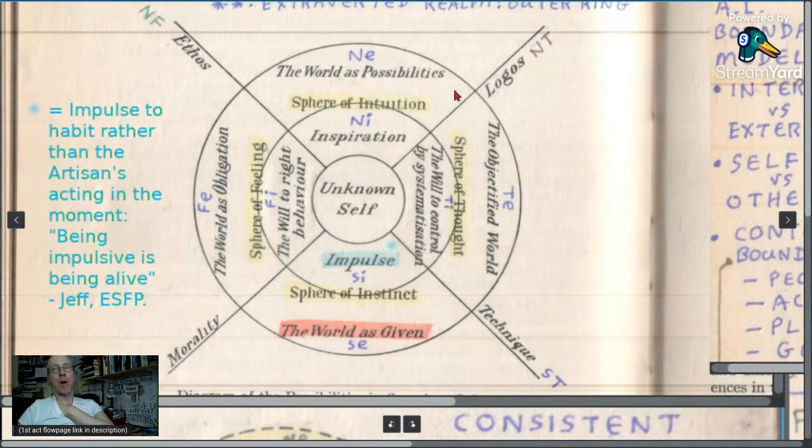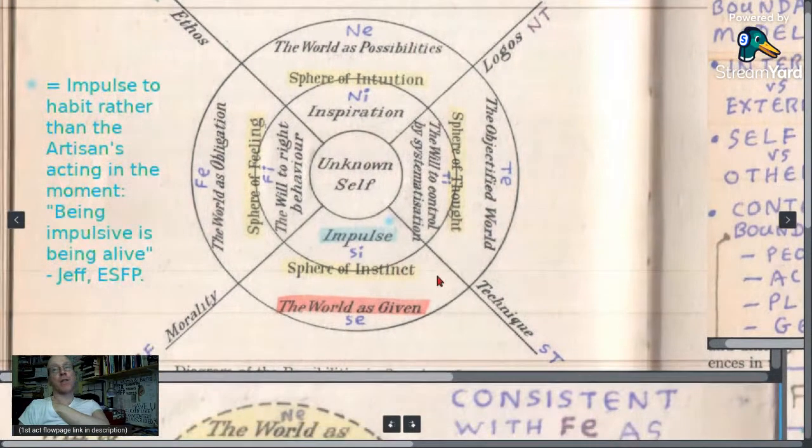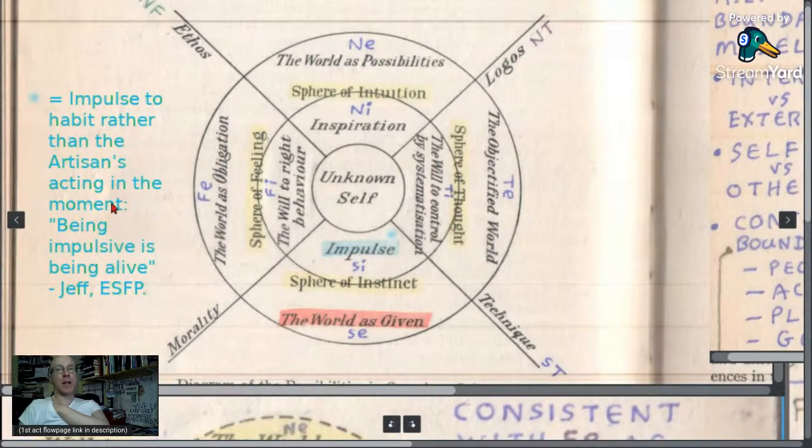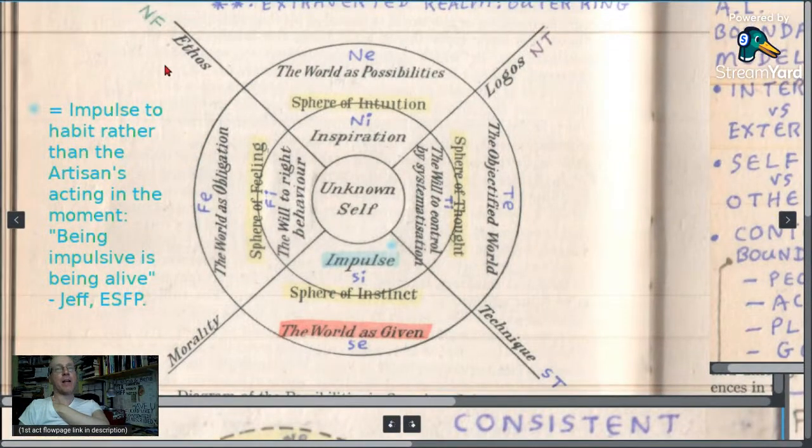So, I think what he's done here, you've got the intuition, you've got the N functions with the T functions, NT. So, logos, I think that correlates to NT. Because then you've got ST with technique. And you've got morality, SF. And then ethos, well, they see themselves as ethical NFs. So what does that mean?